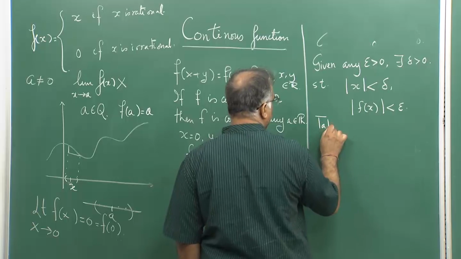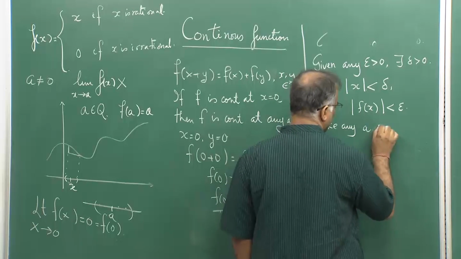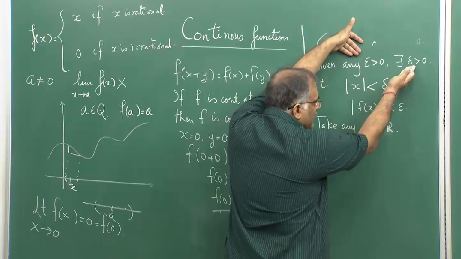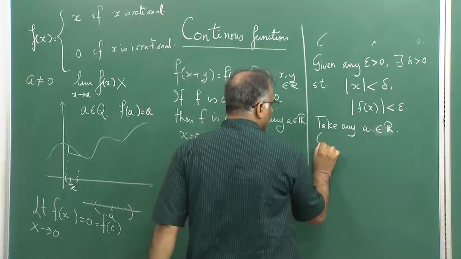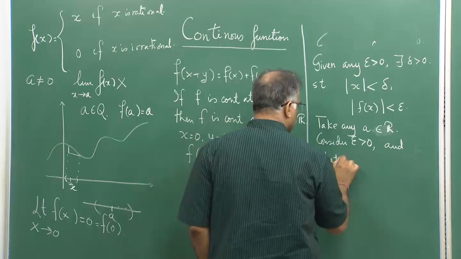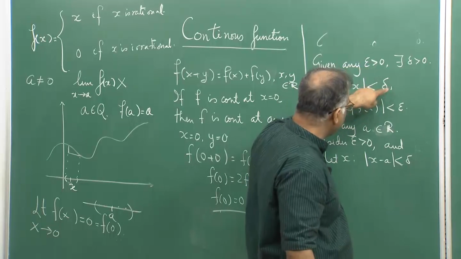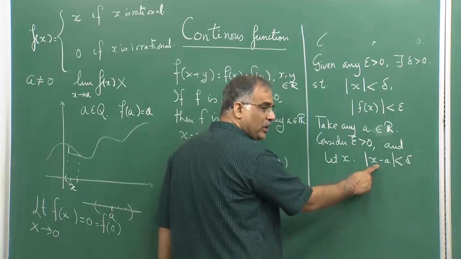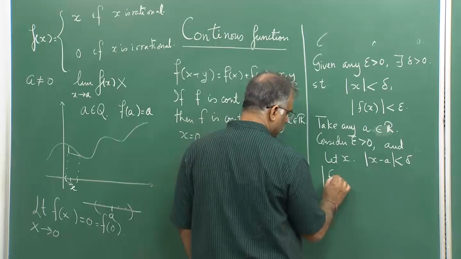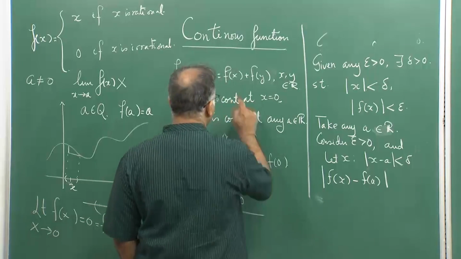Now, take any a element of R. Take any epsilon. For that epsilon there exists a delta for which this happens. So, take the same delta. Consider epsilon greater than 0 and let x be such that |x − a| is less than delta. If you choose this epsilon, it will give me this delta because f is continuous at 0. So, I will take the same delta and look at all points in the delta neighborhood of a. I want to show that |f(x) − f(a)| will also be less than epsilon. How do I show that? Here again this fact will come to help.